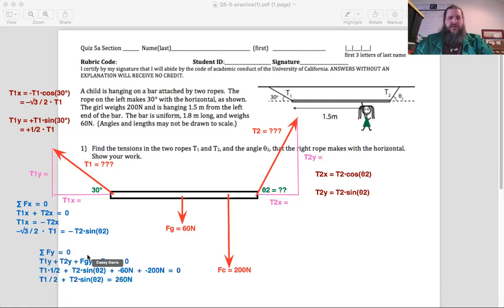So we still don't know what T1 and T2 are, but we at least know their y components have to add up to 260. And intuitively, I think that's just because it has to cancel out the 260 downwards forces from the child and gravity combined.